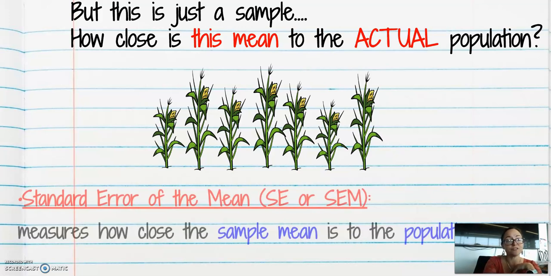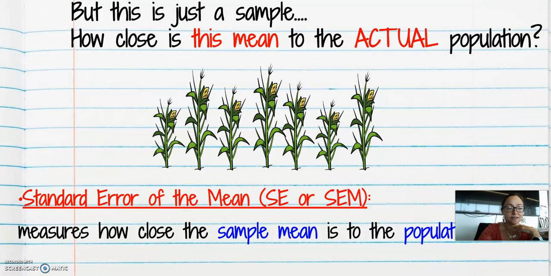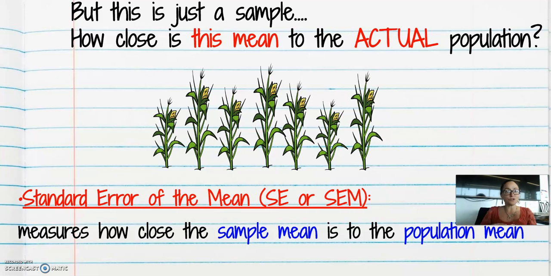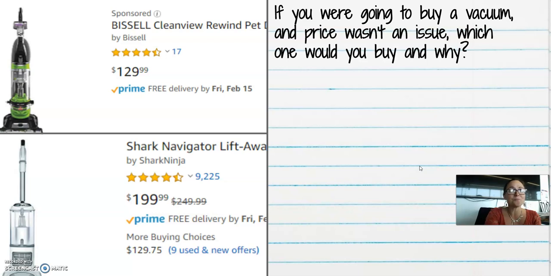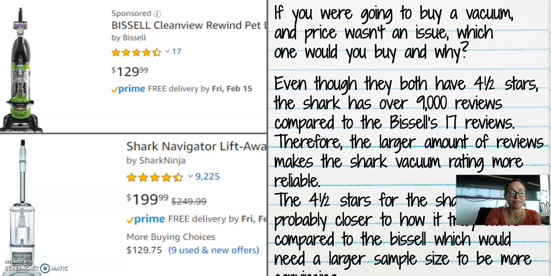We're going to use something called the standard error of the mean. So how close our sample mean is to the actual mean is really what the standard error of the mean means. And one thing that is important for your accuracy, and for how closely your sample represents the real population, is your sample size. So if you're buying vacuums, like in my example here, they both have 4.5 stars, but the one with 9,000 reviews is more accurate, more trustworthy, and more reliable. So the larger your sample size is, the more accurate your results will be.